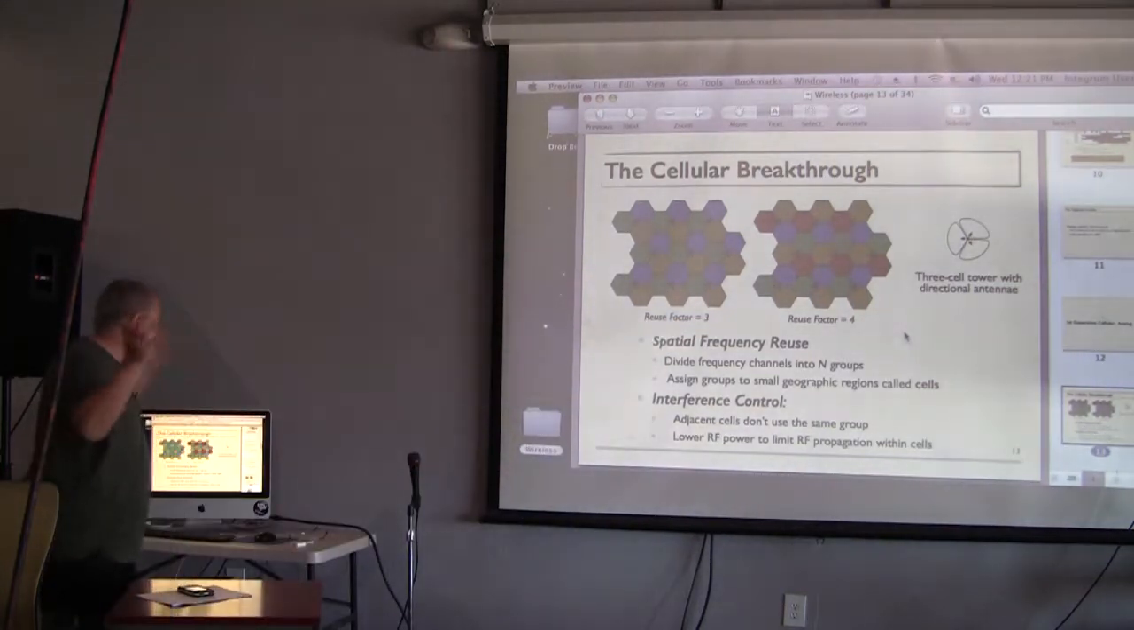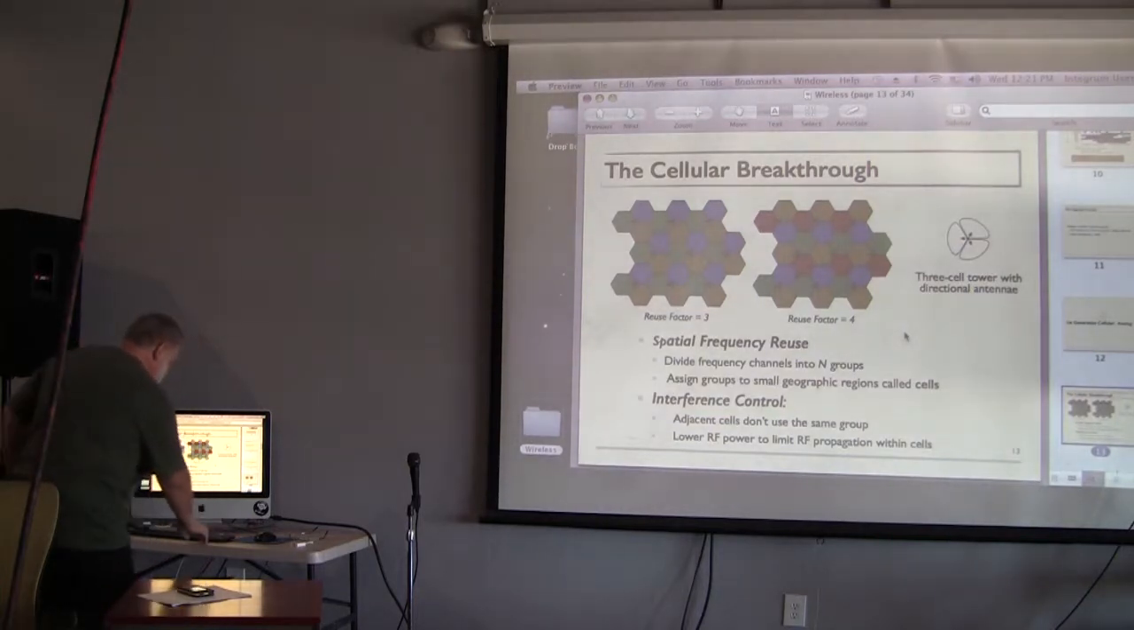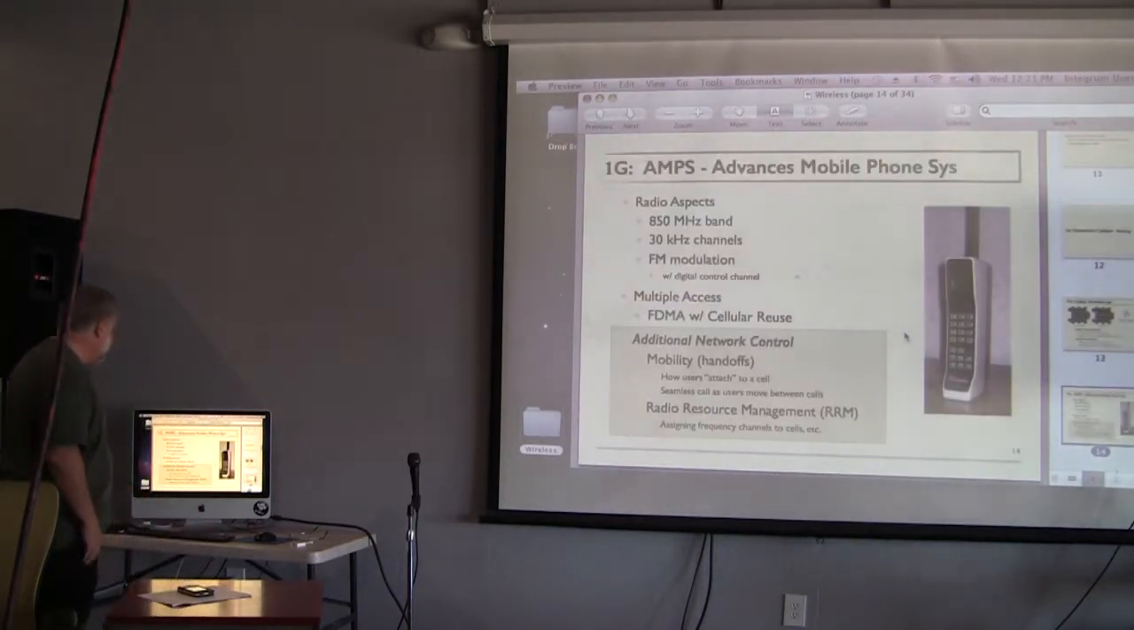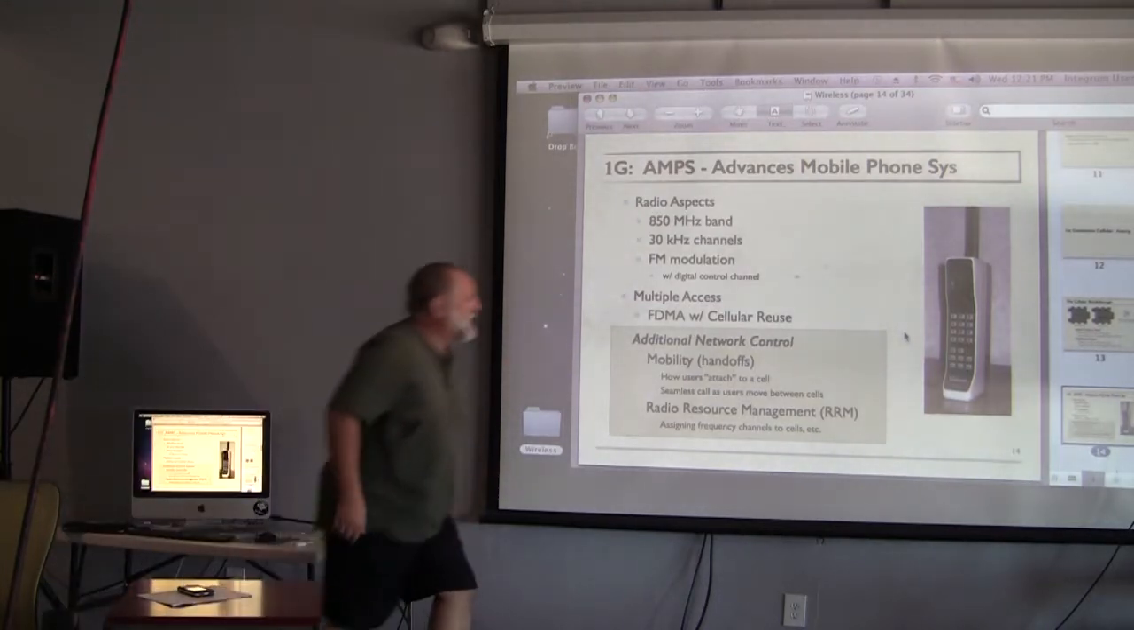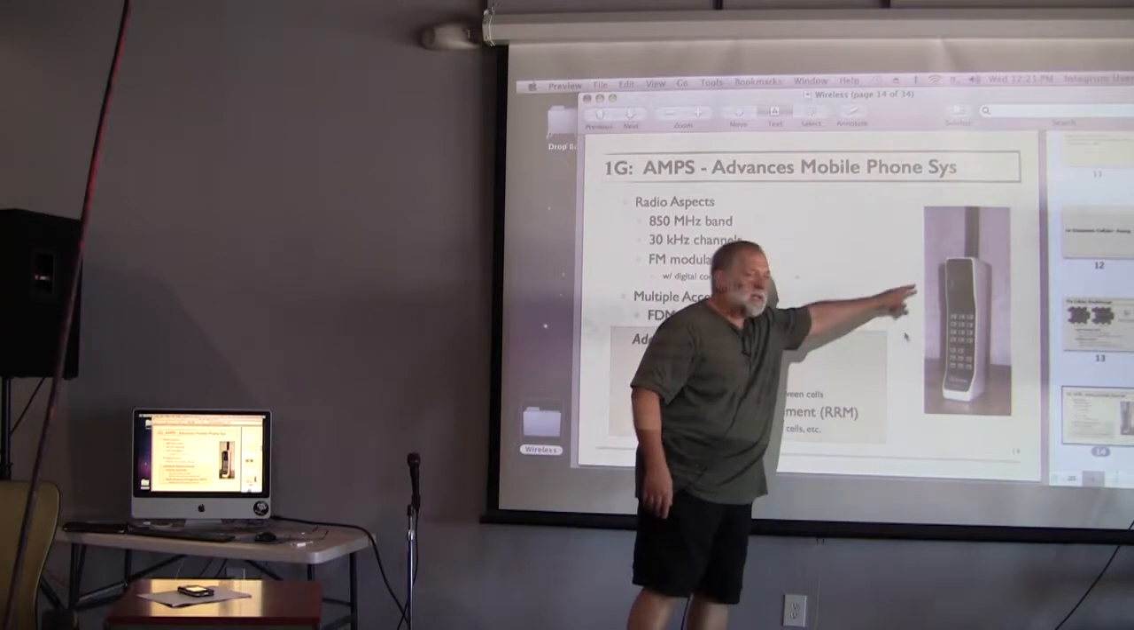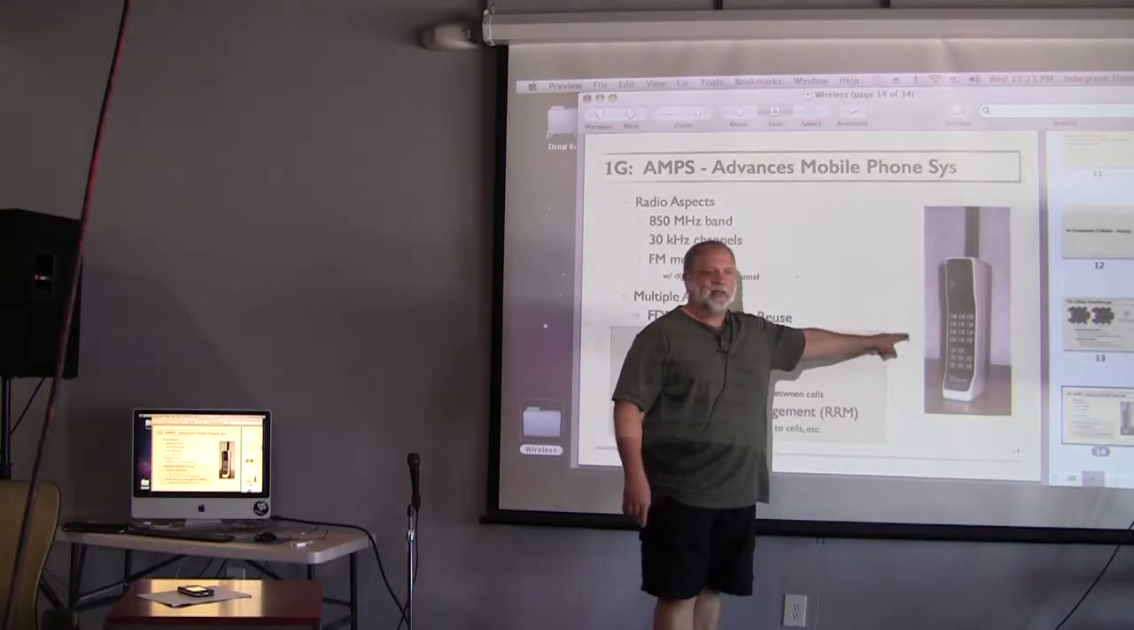So I'm just waving my arms around about that because there's just no way I can get into the details of that. At any rate, here are some parameters. This is what the original AMPS phones looked like. They were called bricks. Anybody remember these things besides me and Tom?